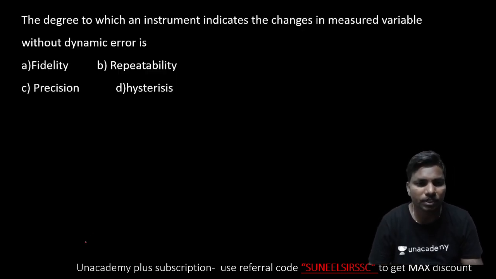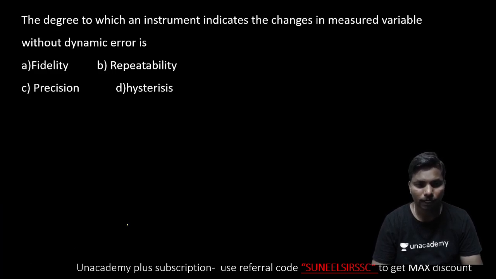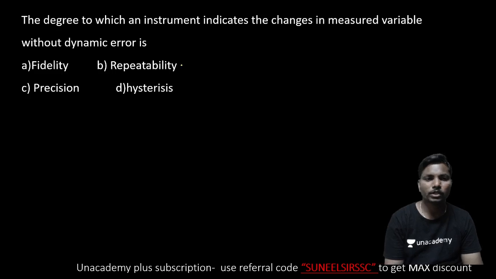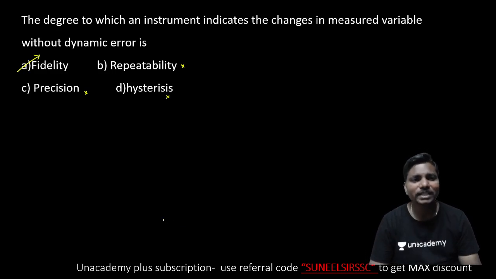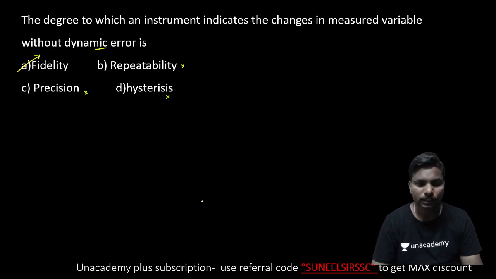The degree to which an instrument indicates the changes in measured variable without any dynamic error. We know very well about repeatability, precision, and hysteresis. All these are not the answer. The answer is nothing but fidelity. Fidelity is the degree to which an instrument indicates the changes in measured variable without any dynamic error.